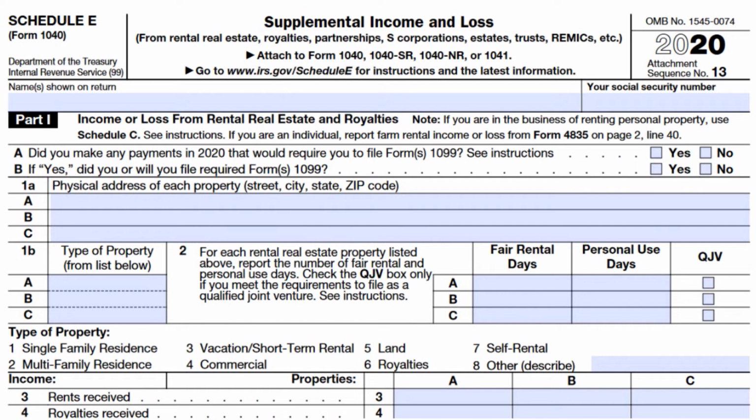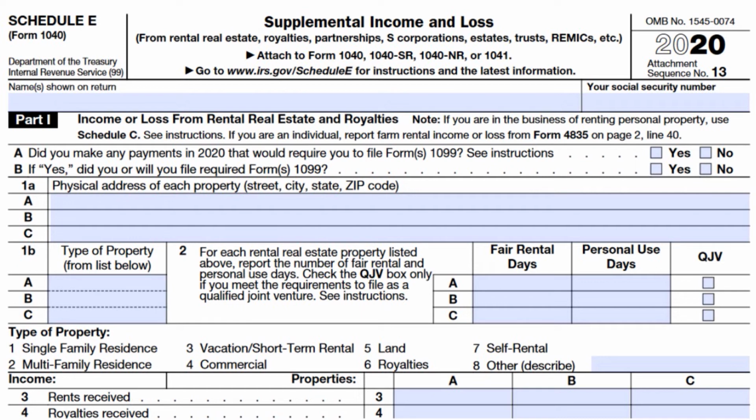So if you have more than 3 properties, we have lines A, B, C here. If you have more than 3 properties, you actually have to attach another document, another sheet rather, to the form. So 1B, you put the property here, you put the fair rental days, the personal use days, and 1B ABC, the type of property you need to mention what it is here. And moving on, we have here line 3, you have to put rent received.